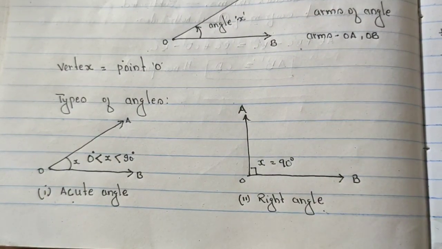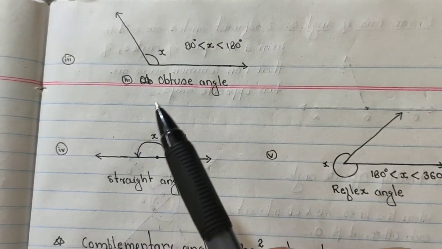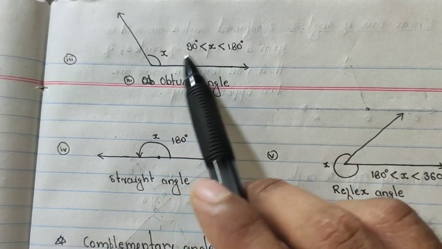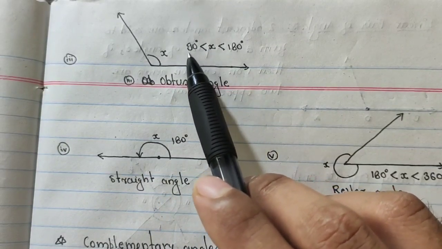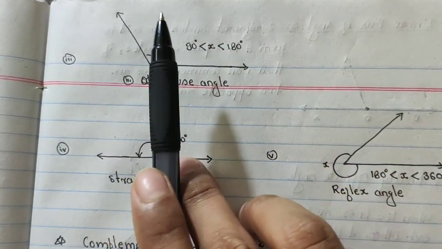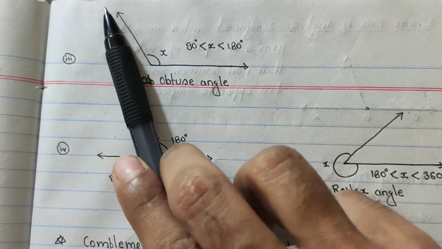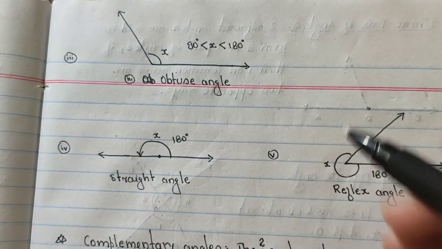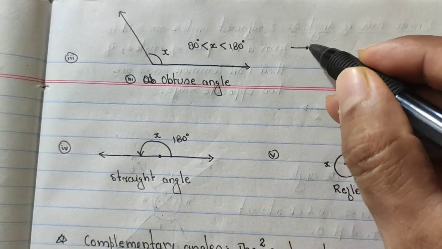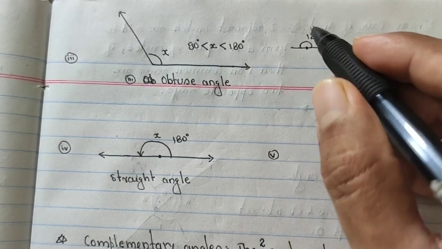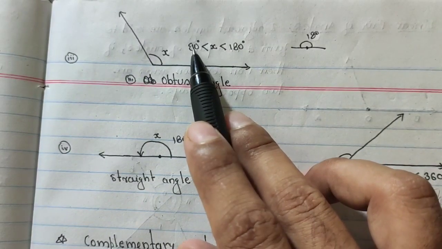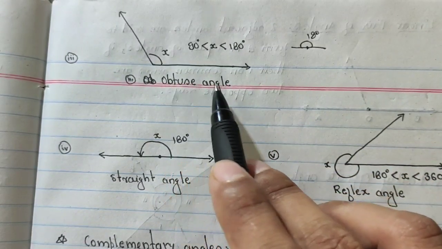Now moving forward, obtuse angle. Angle X is greater than 90 degrees. Suppose this is 90, then it is greater than 90 degrees and smaller than 180 degrees. This is my 180 degree angle. So this is smaller than 180 and greater than 90. Obtuse angle.